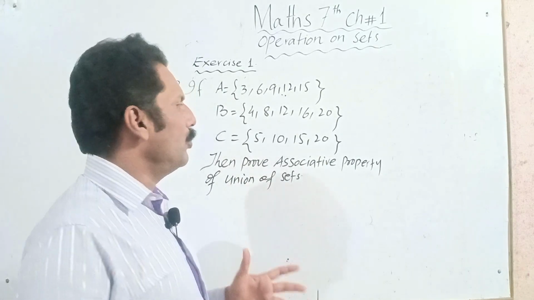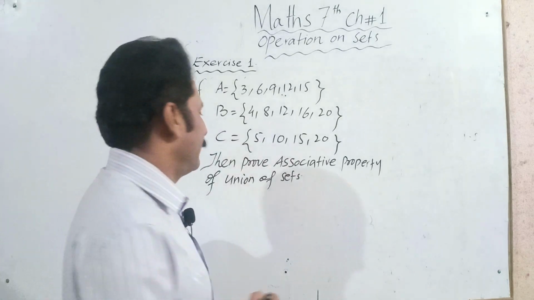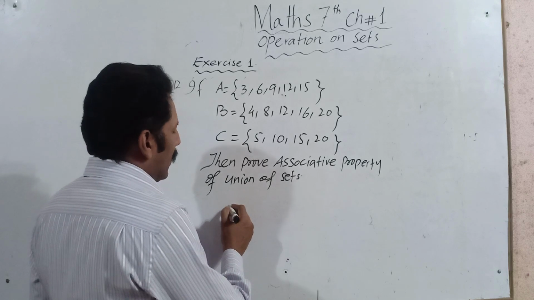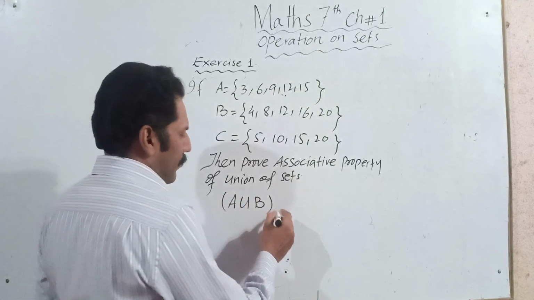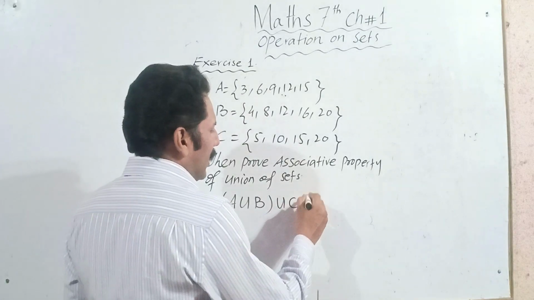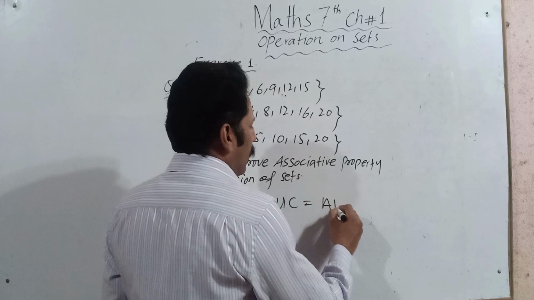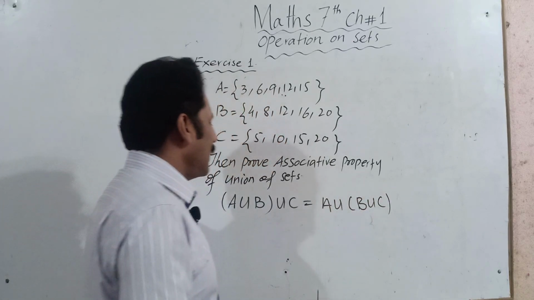Okay, first of all, you must know what is the associative property of the union of sets. Associative property, in fact, (A union B) union C is equal to A union (B union C). So this is associative property.